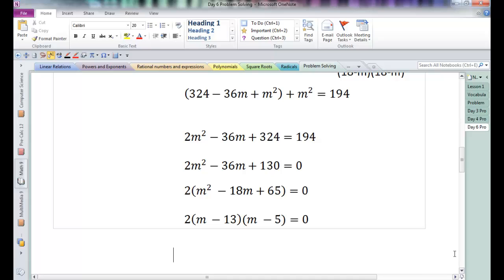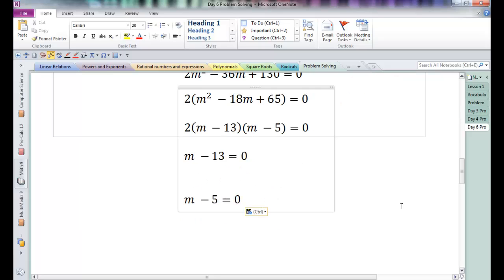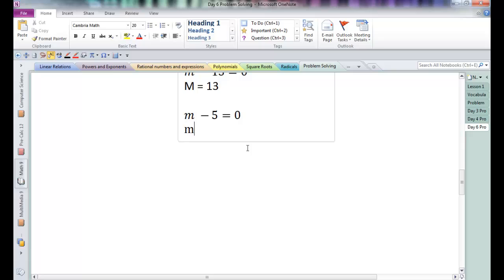Here's where we use the zero product rule. We'll set m minus 13 equal to 0, and we'll set m minus 5 equal to 0. And you can see we'll get m equal to 13 and m equal to 5. And now we can check. If the two numbers are 13 and 5, and we said their sum was 18, then this is correct.